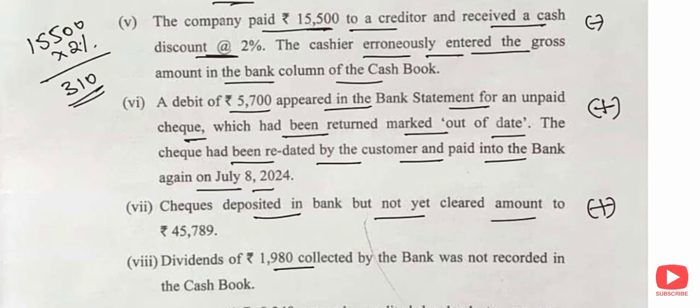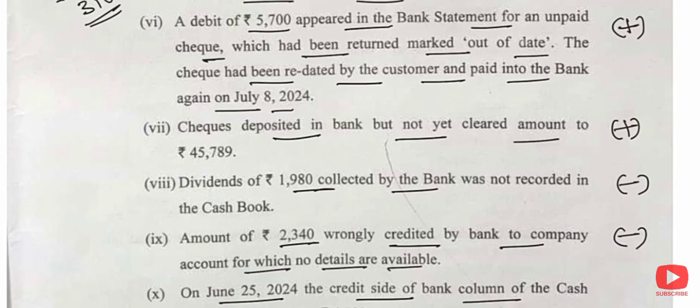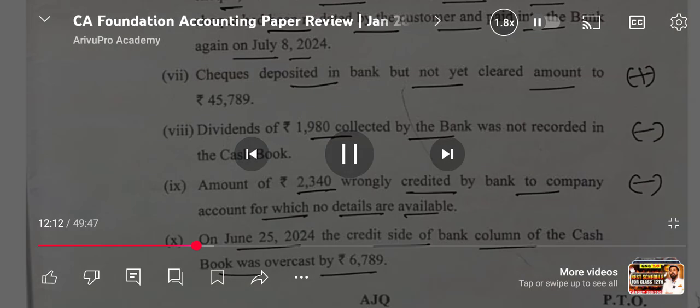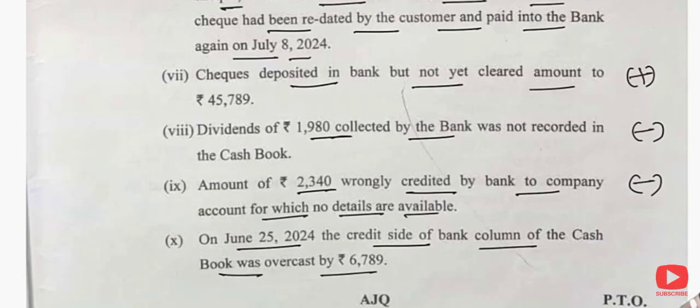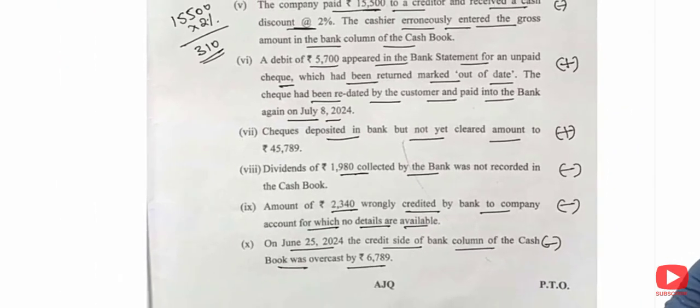Next you have dividend, 1,980 collected by the bank, not recorded. Collected by the bank, that means it is going to be minus. Amount of 2,340 wrongly credited by the bank to the company account, for which no details are available. That means the passbook balance decreases, so you will also decrease it. On 25th June 2024, the credit side of the bank column, which means the payment side of the cash book, was overcast. That means you put extra payment, and extra payment means balance increases. Now you're going to decrease it. This should be your BRS, guys.